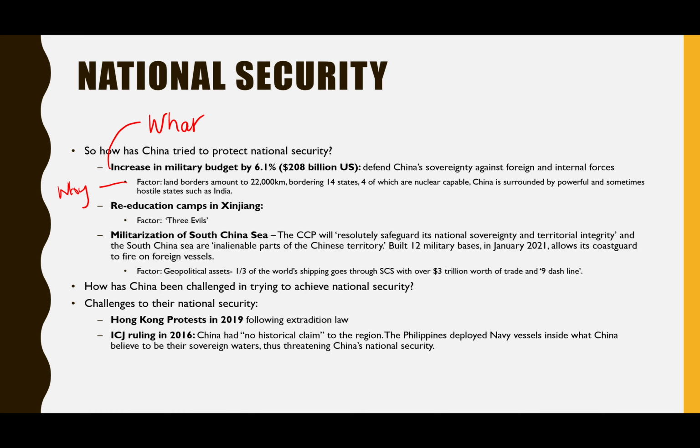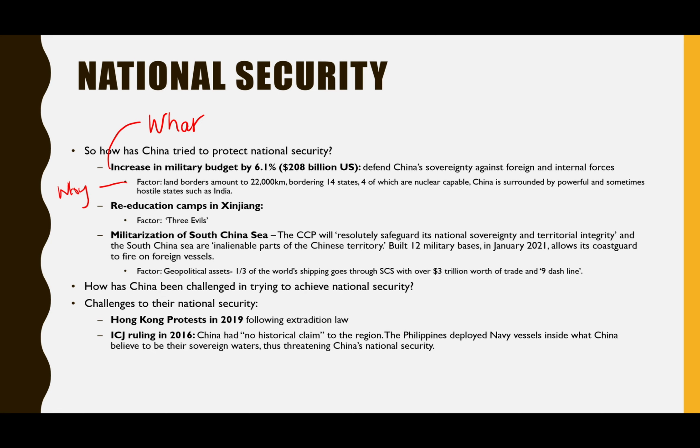So, why is China doing this? Well, they've got land borders amounting to 22,000 kilometres, bordering 14 states, and 4 of them are nuclear capable. We've got Pakistan, India, North Korea, and Russia, who all have nuclear powers, and so China needs to be able to protect themselves from their powerful and sometimes hostile neighbours such as India.